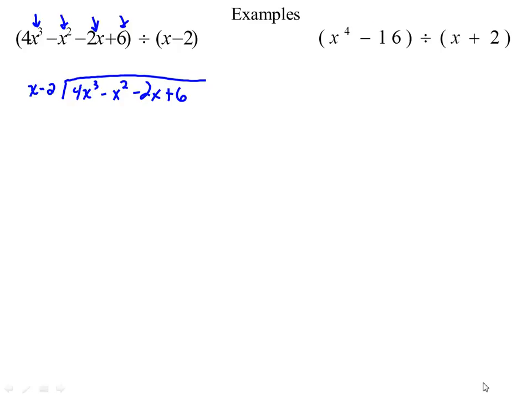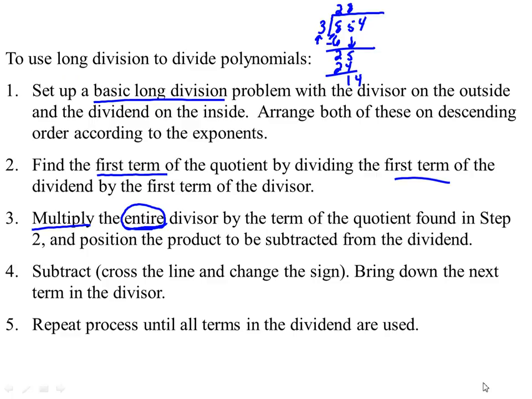But look here. We're missing a bunch. So when we set that one up, on the outside, you're going to have x plus 2 because you're not missing anything. But on the inside, you're going to have x to the 4th, 0x to the 3rd. Remember this from 098? 0x squared, 0x, and then minus your 16. Okay? You cannot skip exponents. That's the first thing you're going to look for in a division problem. Okay. So, step number 1 complete. Step number 1, set up a basic long division problem. Arrange both of these in descending order and make sure you don't skip any exponents.